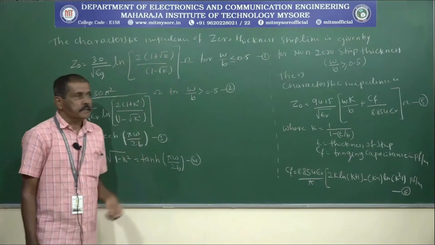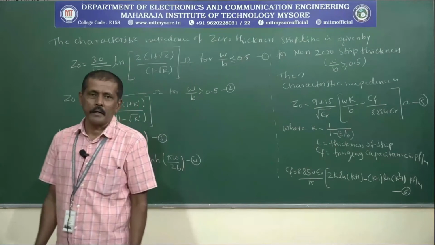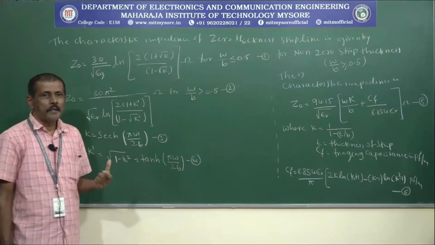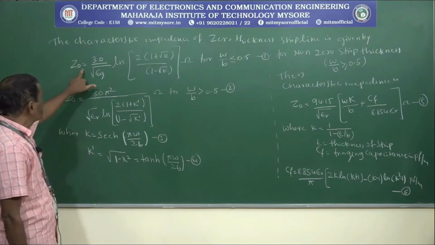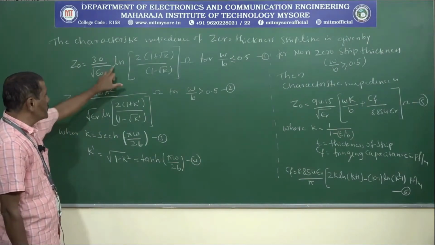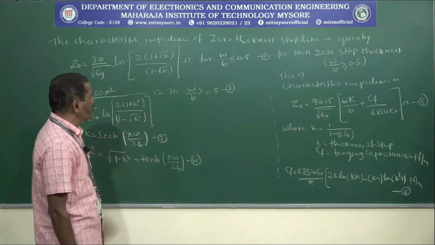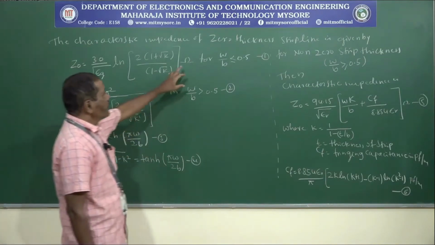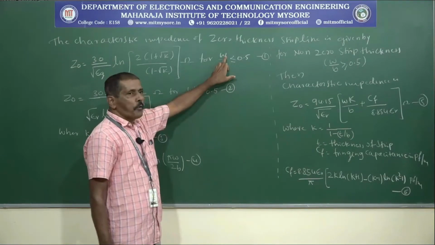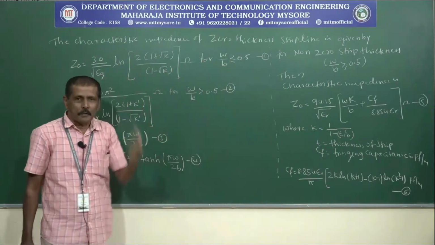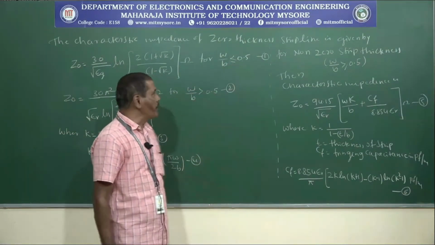the characteristic impedance of a zero thickness strip line is given by the following. That is, you have a strip whose thickness is 0. It is given by Z0 equal to 30 divided by root of epsilon_r into ln of 2 into (1 plus root of k) divided by (1 minus root of k), for W by B, that is the ratio of the width of the strip and B the thickness, less than 0.5.